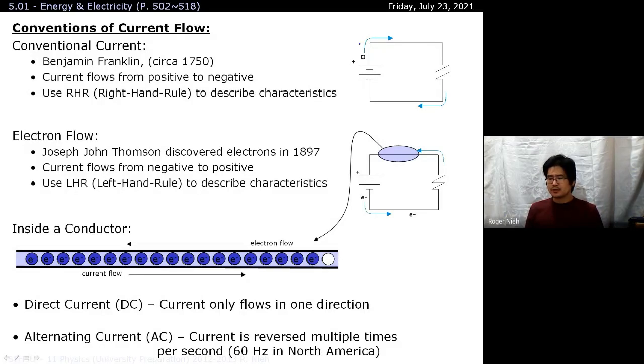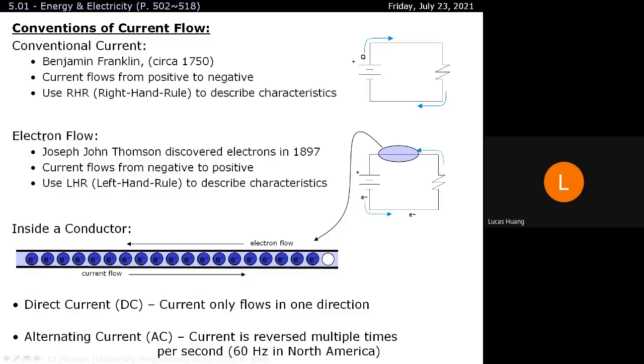Anyone else still need the slide before I advance on? Okay, sure. Go ahead and jot this down. Can you explain why both methods are technically right?